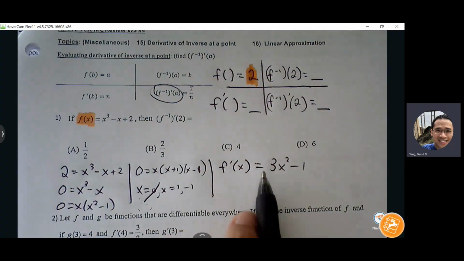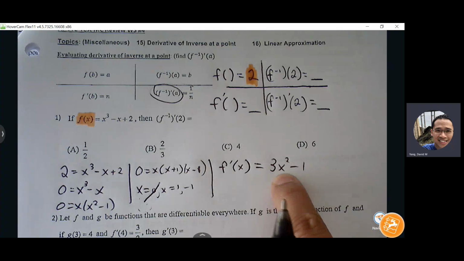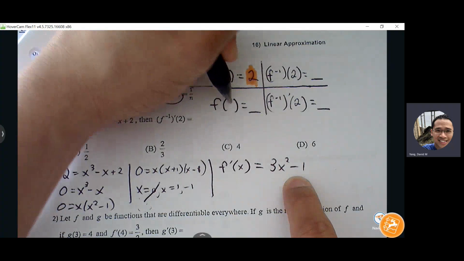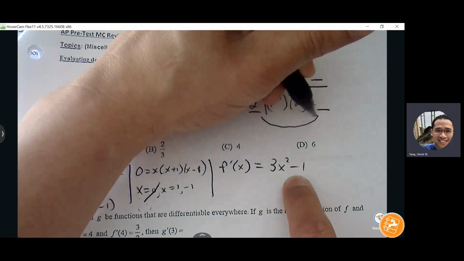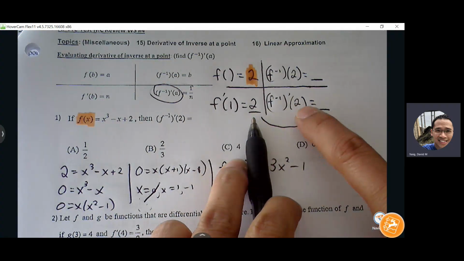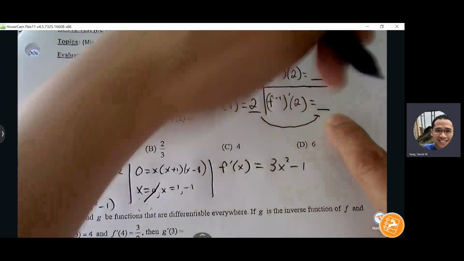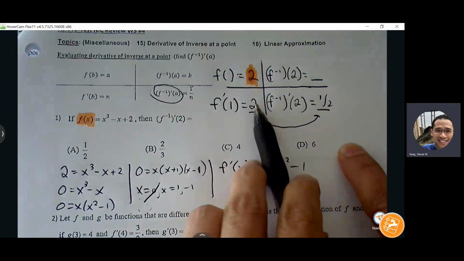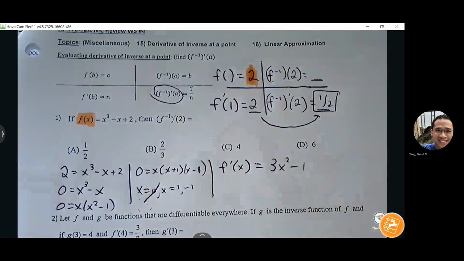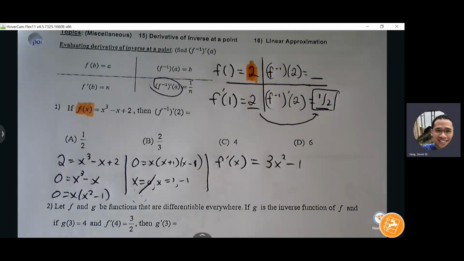If I plug 1 in, 3 times 1 squared is 3. 3 minus 1 is 2. So I think that's going to work. If f prime of 1 is equal to 2, then the slope of the f graph is 2, so the slope of the inverse at 2 must be what? Must be 1/2. It's a coincidence that these are the same numbers, so you can't always guarantee that. Number one is a little messier than usual because usually you're not going to have to deal with three separate options to figure out what the x is.